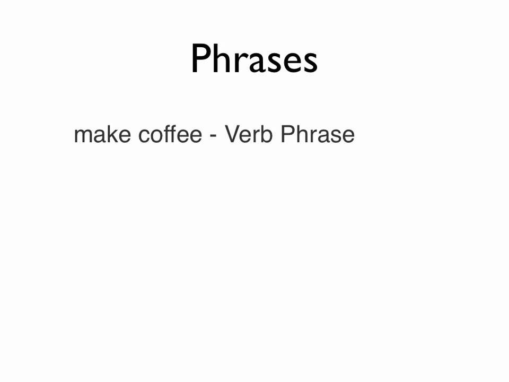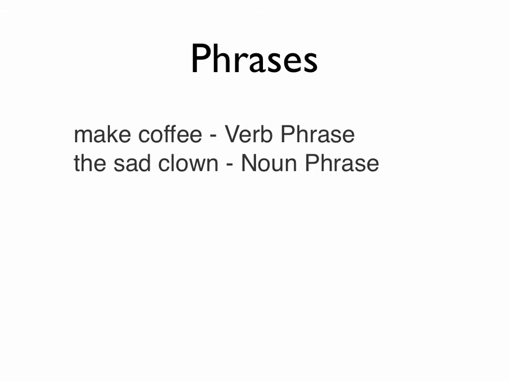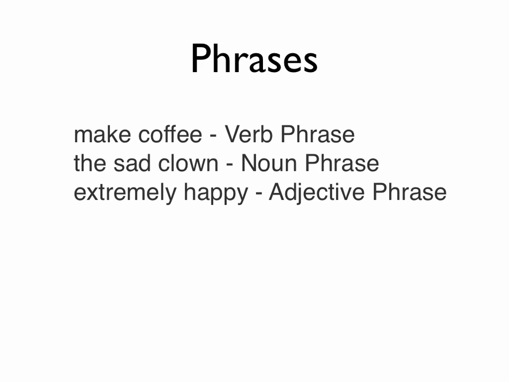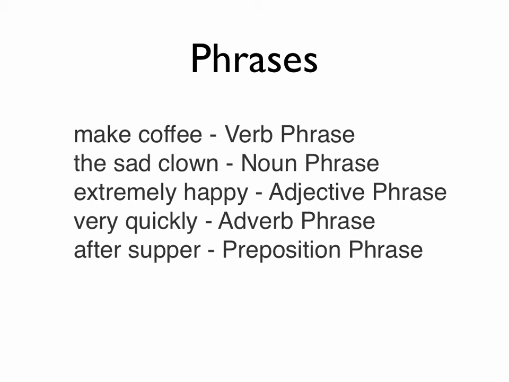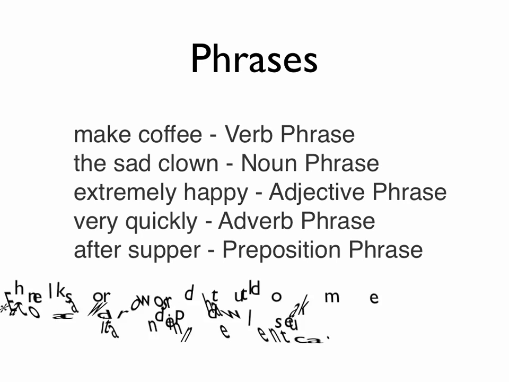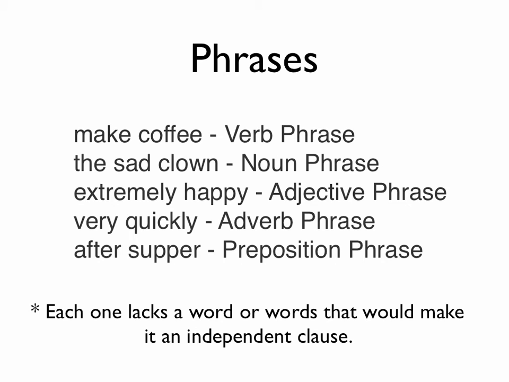Phrases. Here are some examples of phrases. Make coffee is a verb phrase. The sad clown is a noun phrase. Extremely happy is an adjective phrase. Very quickly is an adverb phrase. After supper is a preposition phrase. And you need to note that each one lacks a word or words that would make them an independent clause.